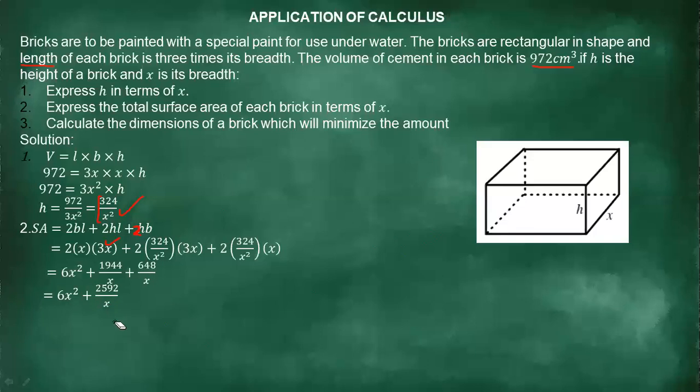The last question says calculate the dimensions of the brick which will minimize the amount. We now have to do what? Derivative, because it's talking about minimize.